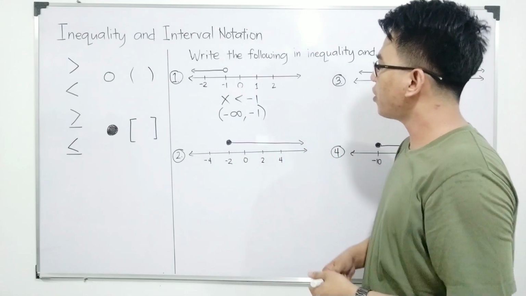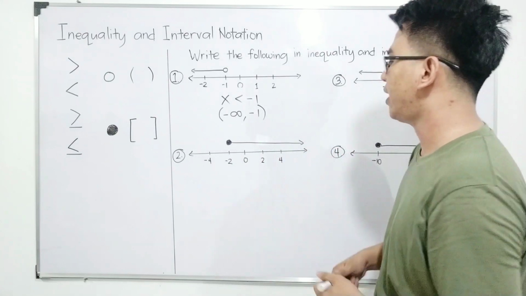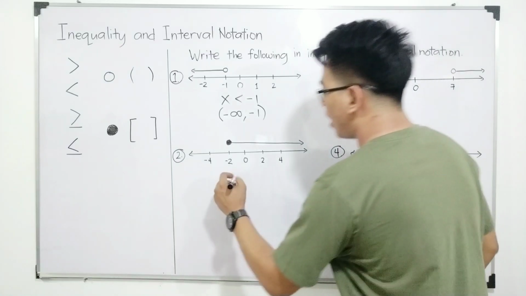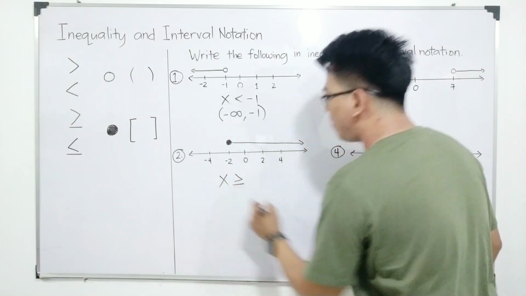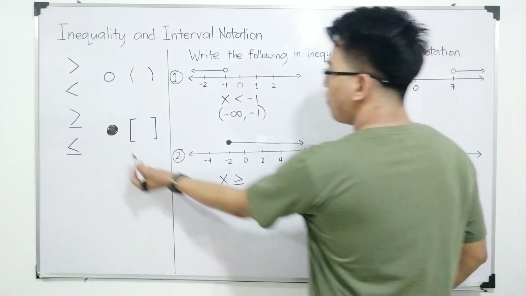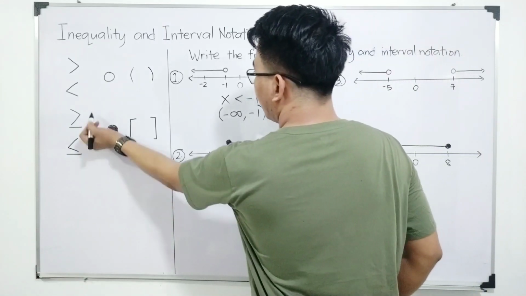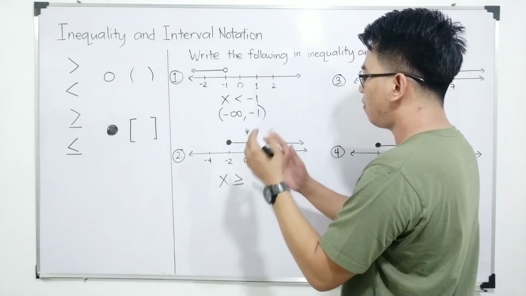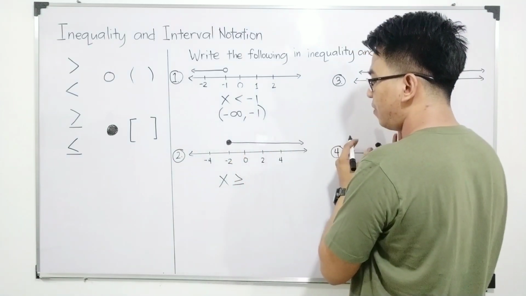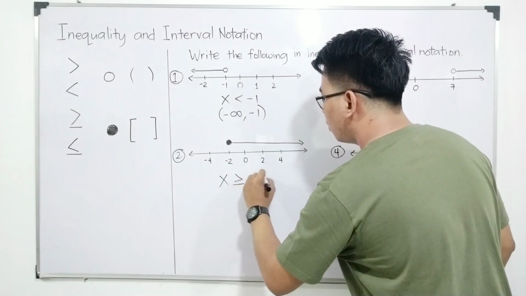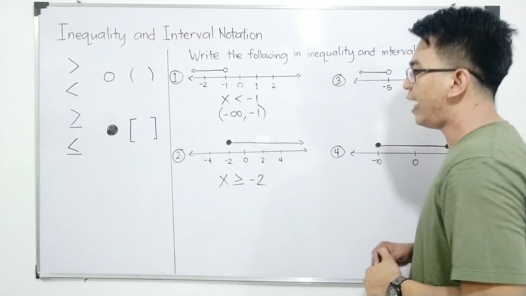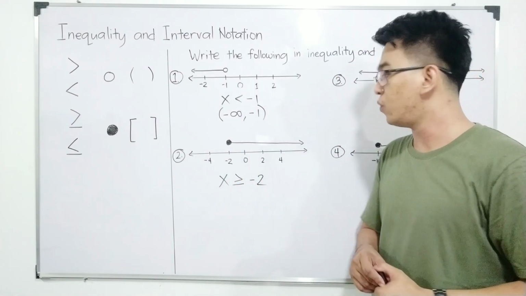How are you going to represent this into inequality? To represent this inequality, I'll be using x is greater than or equal. Sir, bakit po greater than or equal? Kasi gamit tayo ng solid circle, and yung ating solutions ay from -2 and up. And then, lagay nyo lang yung ating critical value, which is -2. So the inequality is simply x is greater than or equal to -2.